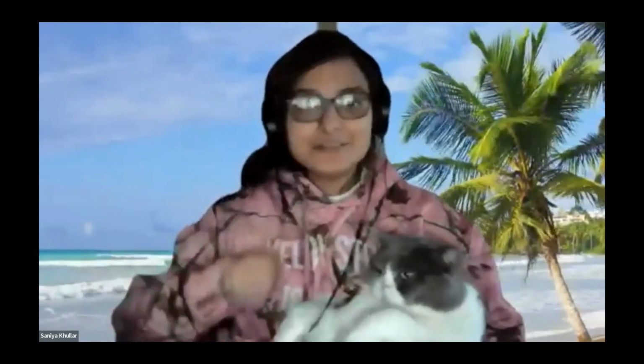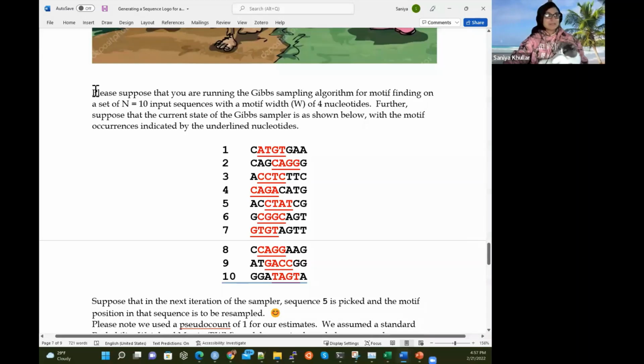So let's look, and I'm going to show you a probability weighted matrix that we end up learning in the examples I go through, where we are running the Gibbs sampling algorithm for motif finding on a set of n equals 10 input sequences with a motif width of 4 nucleotides. And we are seeing the current state of the Gibbs sampling. Current motif occurrences that we have found are given by these red underlined parts. So these are the 4 base motifs that we are seeing.